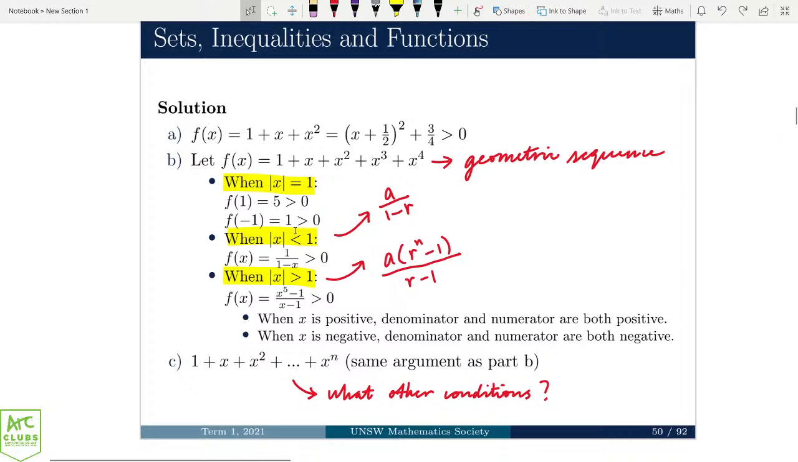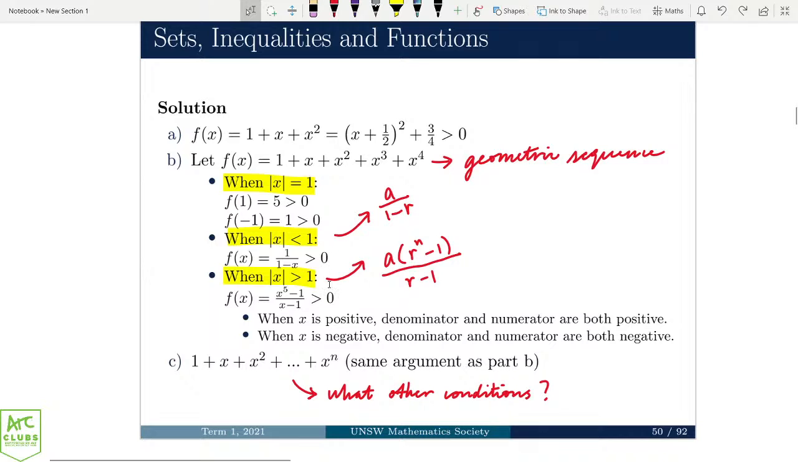And then the second case we have here is when the magnitude of our x is smaller than 1. So recall we just apply the formula a over 1 minus r, where a is our first term, which is 1, and then r, which is our ratio, is x. So because we've been given that the magnitude of x is smaller than 1, as you can see, our denominator here must be greater than 0, and so is our numerator. And so we say f(x) when the magnitude of x is smaller than 1 is also greater than 0.